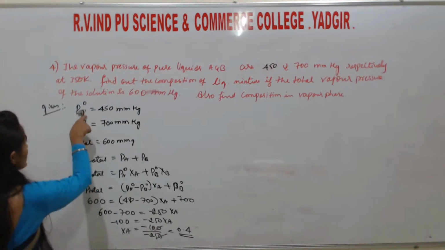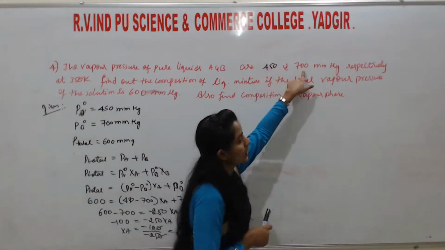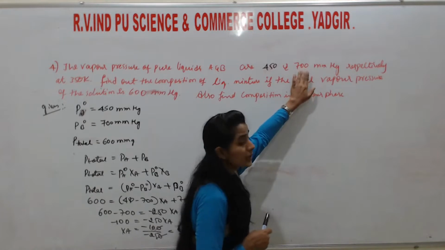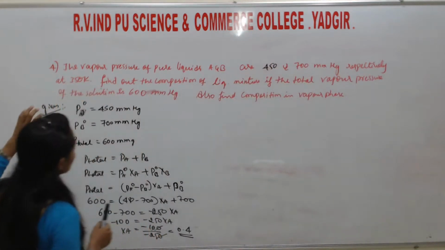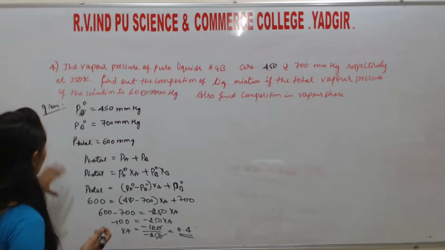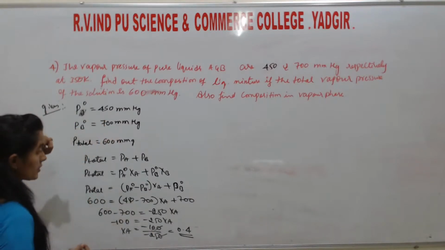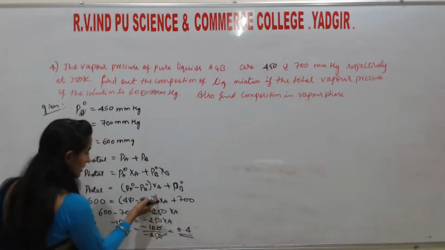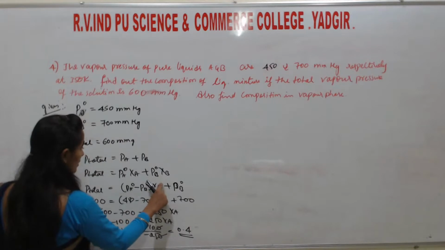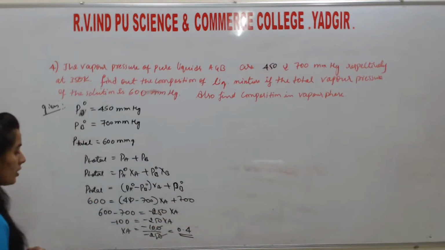So why am I taking this one as the solute? Listen, here it has 450, here it is 700. So this one is highly volatile, this one is less volatile. As I told you, the increase in the vapor pressure depends upon the mole fraction of the second component. So that's why I gave it here. This is the vapor pressure of the component.